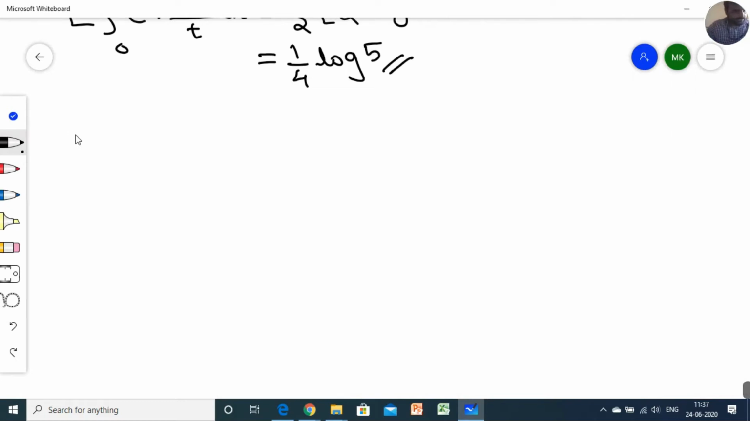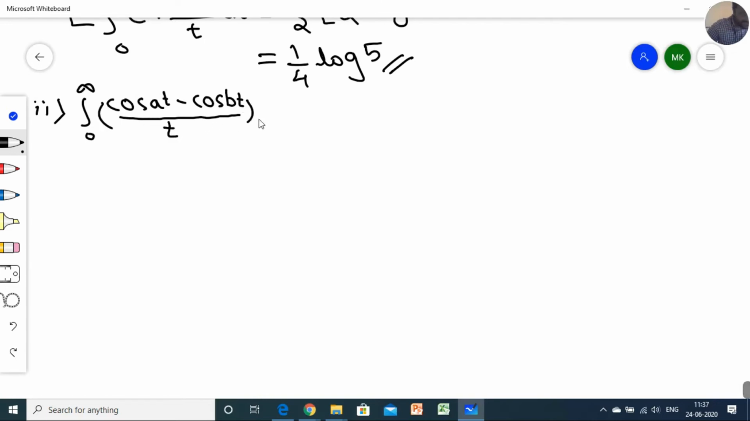Okay, so the next numerical I'm taking here is again a similar kind of numerical. The second question is integral 0 to infinity of cos of at minus cos of bt divided by t into dt.